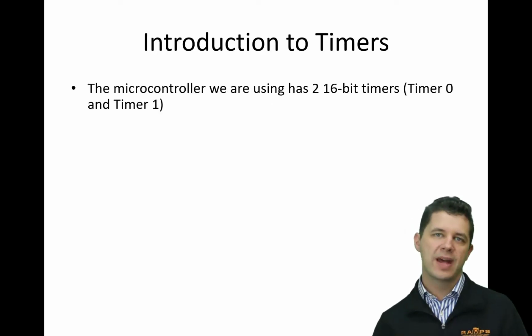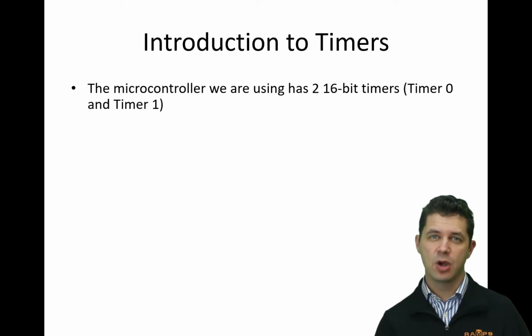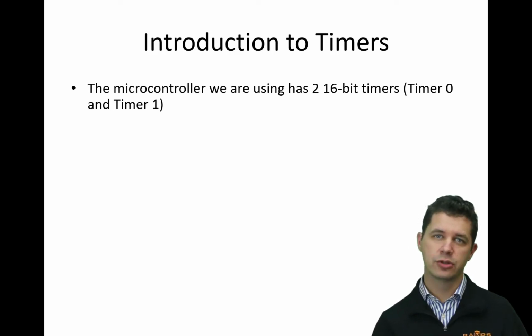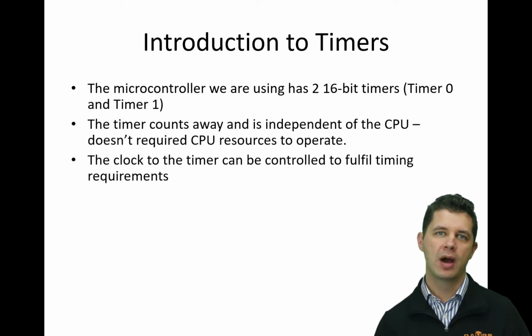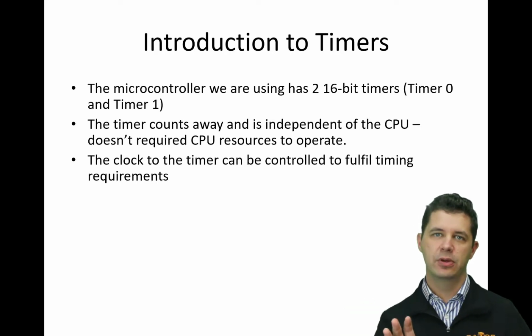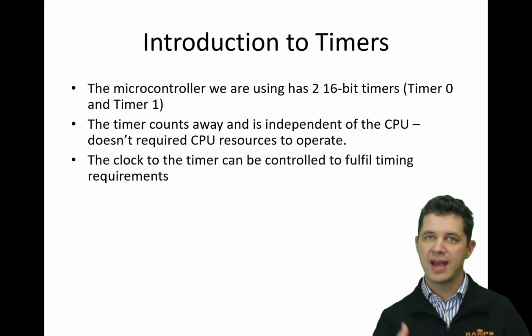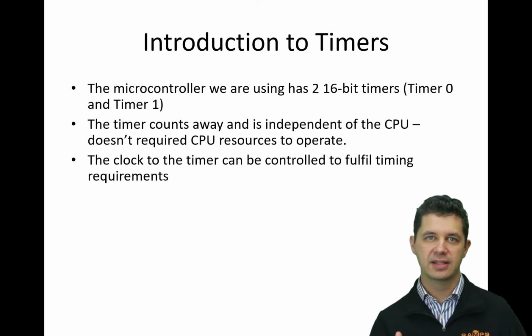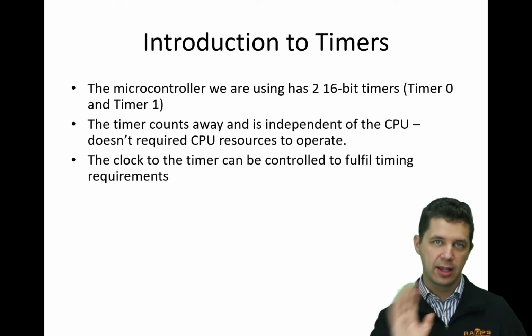Now we'll talk about timers specifically within our MSP430. We have 2 16-bit timers, so they can count from 0 to 65,535. They're named timer 0 and timer 1. And basically the timer counts away and it's independent of the CPU, in terms of it doesn't require CPU resources to make it count. It's all there and all ready to go. So we don't have to increment it manually or anything.